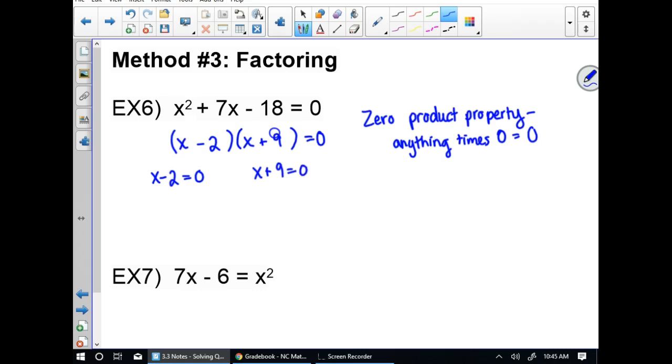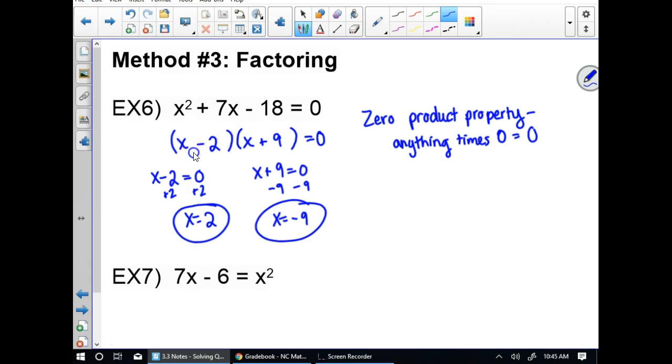A lot of kids don't even like to write that part down. They like to go straight to the answers, which is fine. So if we move this 2 over, x equals 2, and if we subtract that 9, x equals negative 9. And you can really do that part in your head if you want, and that's perfectly fine with me, because if you think to yourself, what right here would give me 0? 2 minus 2 would be 0, right? And if you think, what right here would give me 0? Negative 9 plus 9 would give me 0.